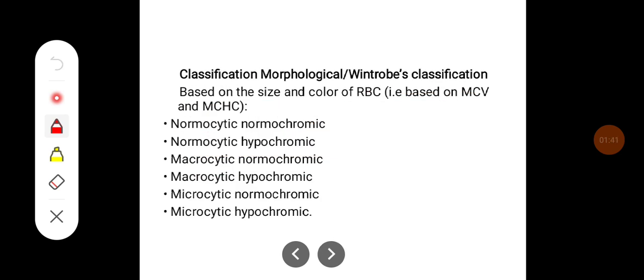So for the classification of anemia, there can be morphological classification or etiological classification. Morphological classification is also called Wintrobe's classification, and it is based on the size and color of the RBC, that is, on the mean corpuscular volume and mean corpuscular hemoglobin concentration. Thus, the anemia can be divided into different types: normocytic normochromic, normocytic hypochromic, macrocytic normochromic, macrocytic hypochromic, microcytic normochromic, and microcytic hypochromic.